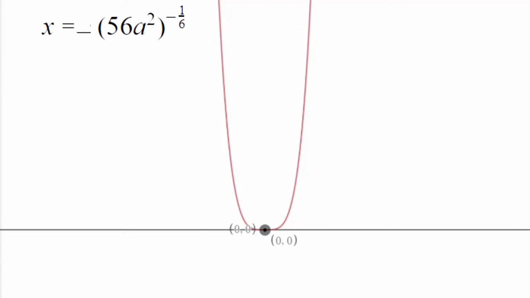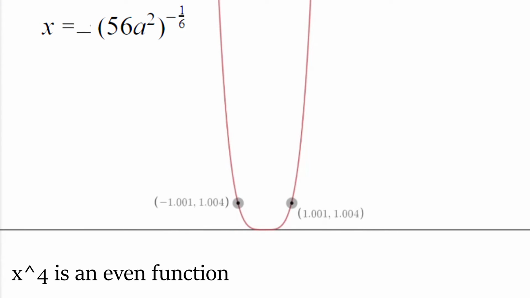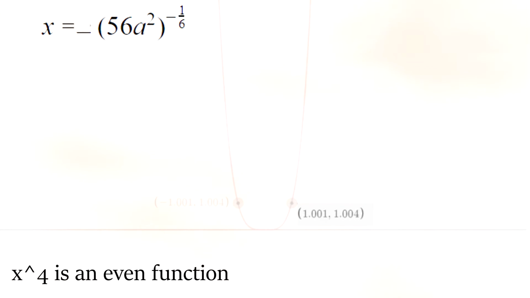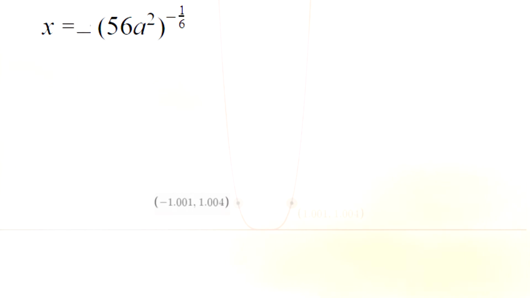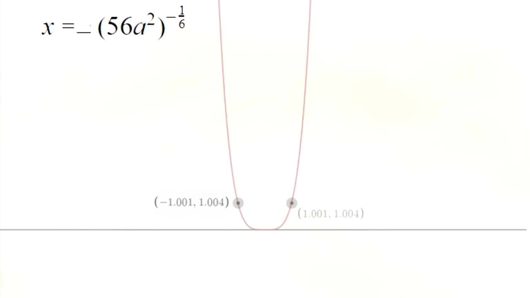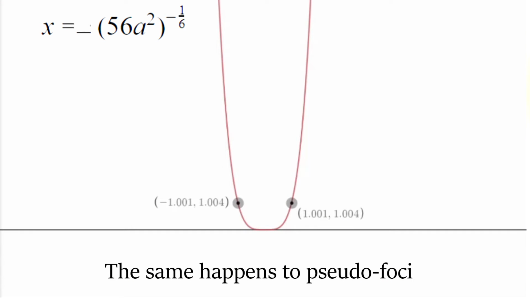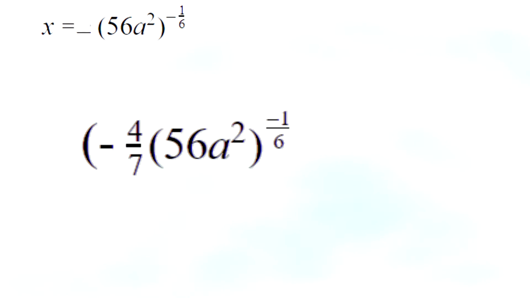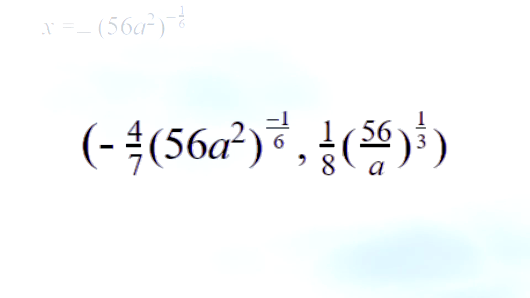Doing so is simple. If you remember the shape of x fourth, you will know that it is an even function, where some point 1, 1 has the negative x counterpart, -1, 1. The same applies to pseudo-foci, where the negative pseudo-focus is -4/7 times 56a squared to the power of -1/6, 1/8 times 56 over a to the power of 1/3.